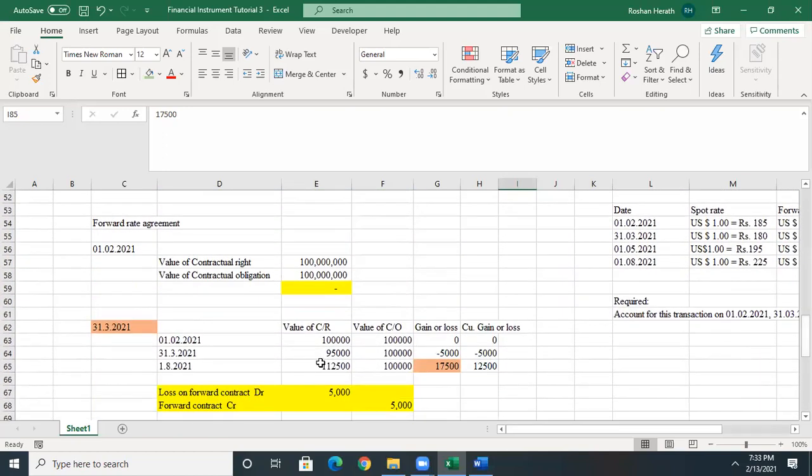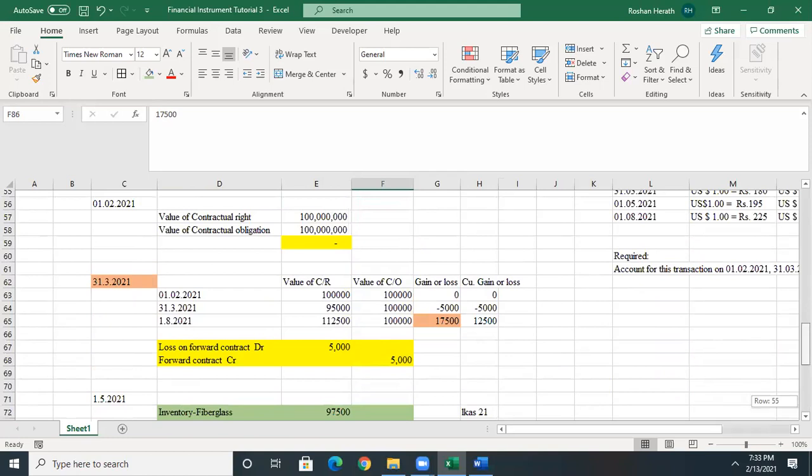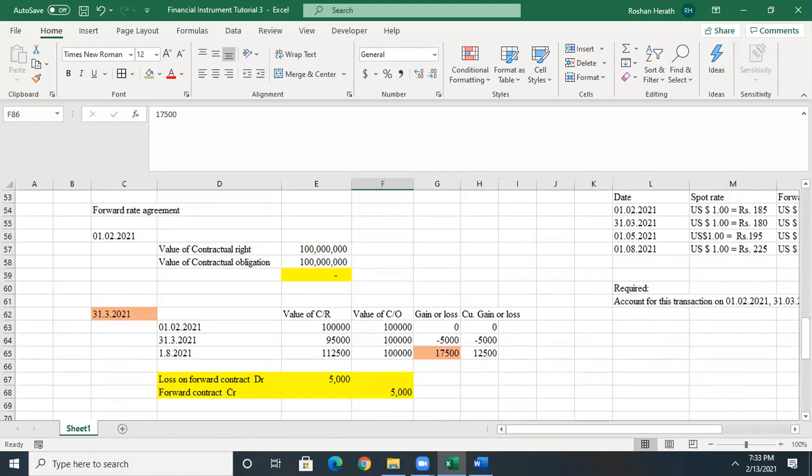Again, the fundamental question: what is the value of your obligation? What is the value of your right? As a matter of that, you take the gain or loss, then you account for that. It's again 17,500, 17,500. So the cumulative one is 12,500 altogether. So you receive that. Right? I hope you got it.